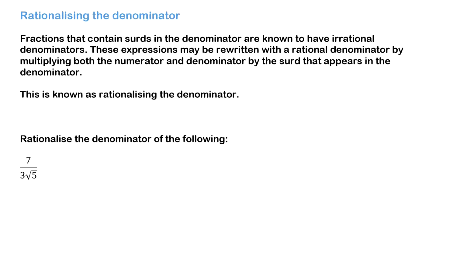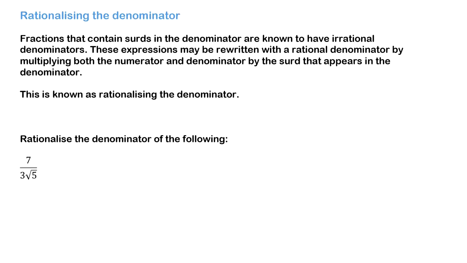This video is going to cover rationalizing the denominator. So fractions that contain surds in the denominator are known to have irrational denominators. These expressions may be rewritten with a rational denominator by multiplying both the numerator and the denominator by the surd that appears in the denominator.